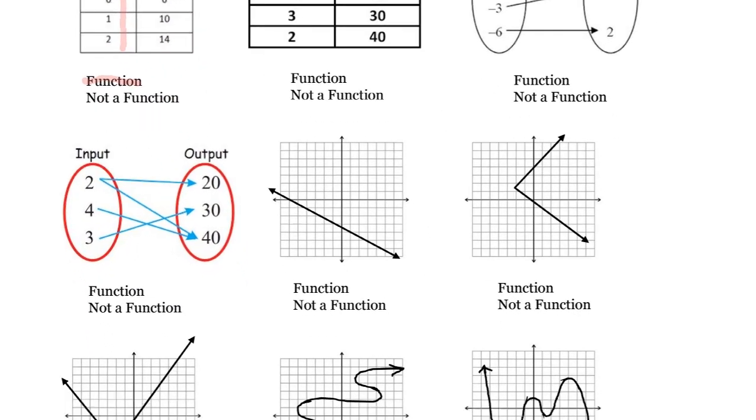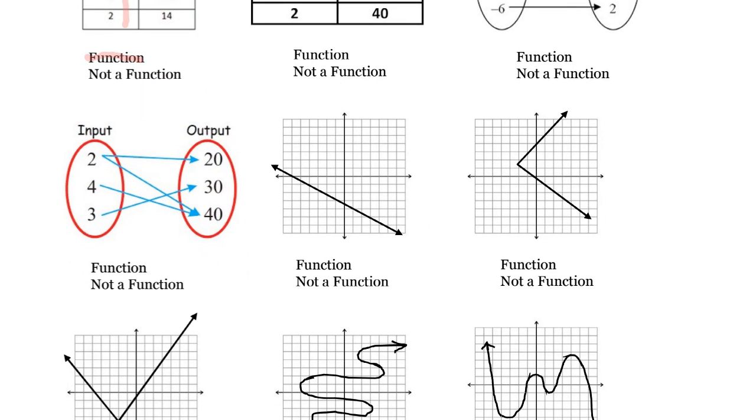I'm going to go down instead of across. So I'm looking at this next one, this input and output. This is called a function map. So looking at these, do any of them repeat? And what I mean by that, do any of them have multiple lines coming off of them? So 3 goes to one place, 4 goes to one place, but 2 goes to 2 places. Since it goes to 2 different places, this means it repeats. And if it repeats, it's not a function.